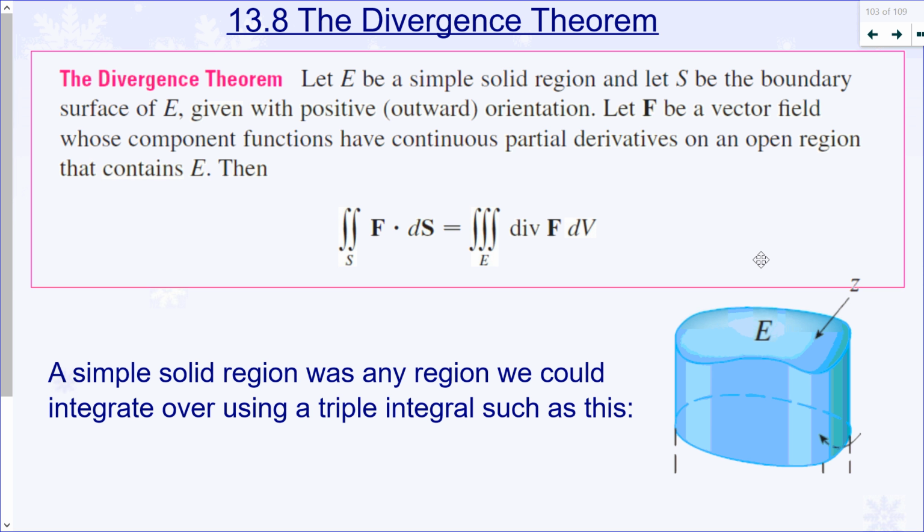The divergence theorem takes a surface integral, and instead of considering the surface, it considers the volume that is enclosed by that surface, and it takes the triple integral over that volume. So it's very much the Green's theorem of surface integrals.